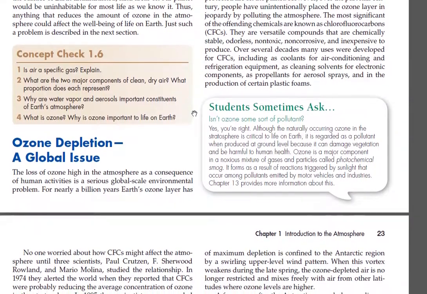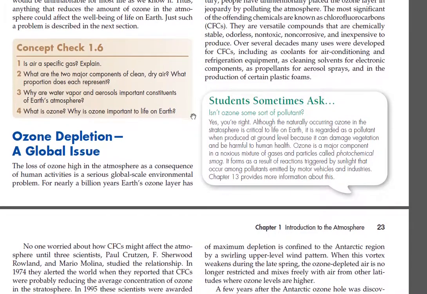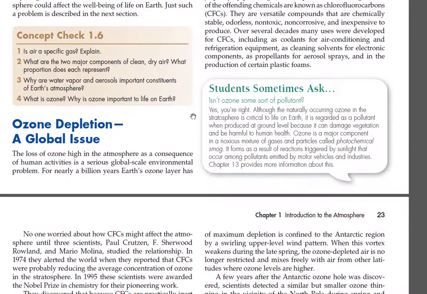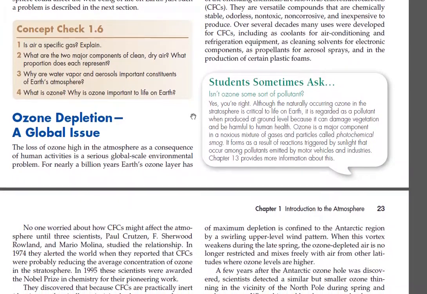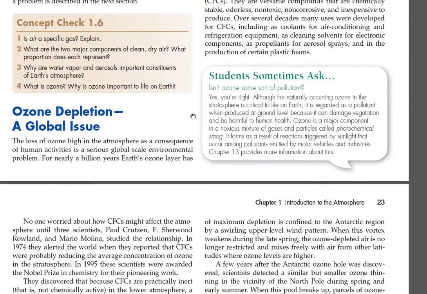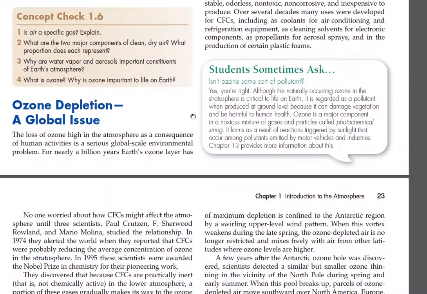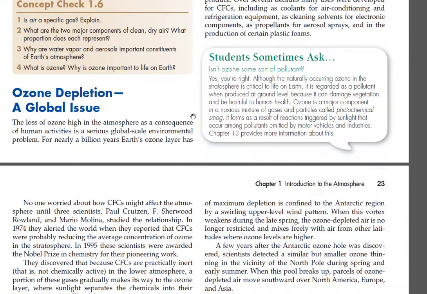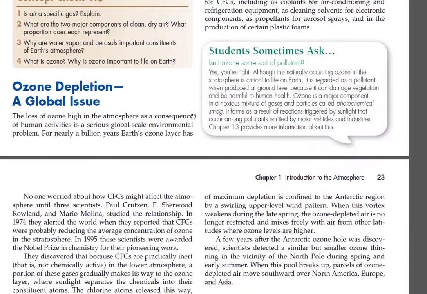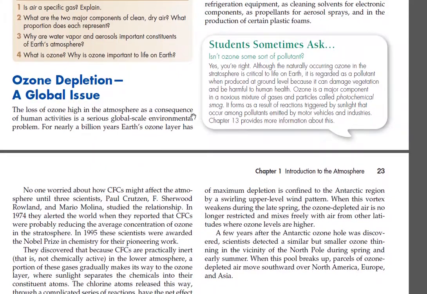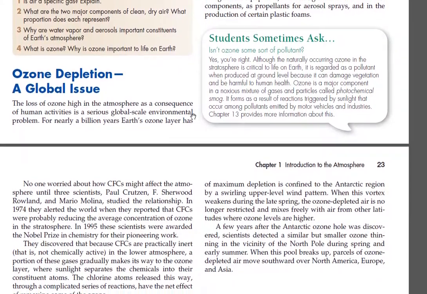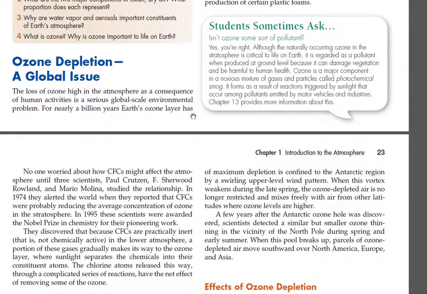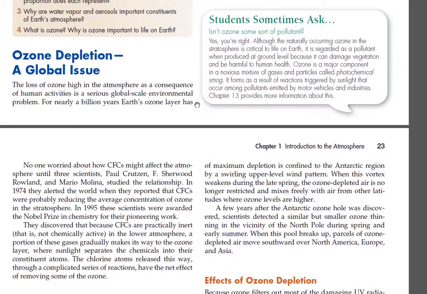Students sometimes ask, isn't ozone some sort of pollutant? Yes, you're right. Although the naturally occurring ozone in the stratosphere is critical to life on Earth, it is regarded as a pollutant when produced at ground level because it can damage vegetation and be harmful to human health. Ozone is a major component in a noxious mixture of gases and particles called photochemical smog. It forms as a result of reactions triggered by sunlight that occur among pollutants emitted by motor vehicles and industries. Chapter 13 provides more information about this.